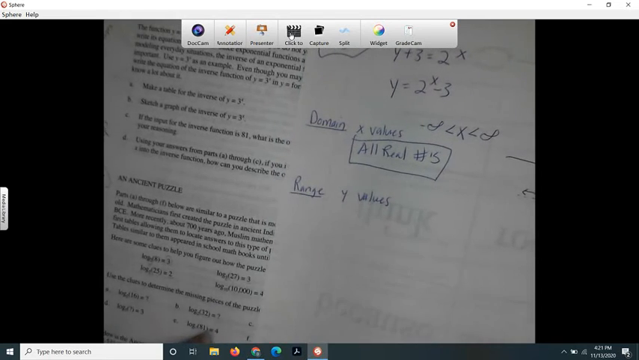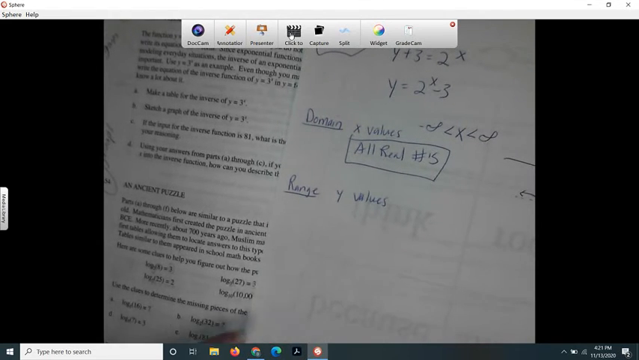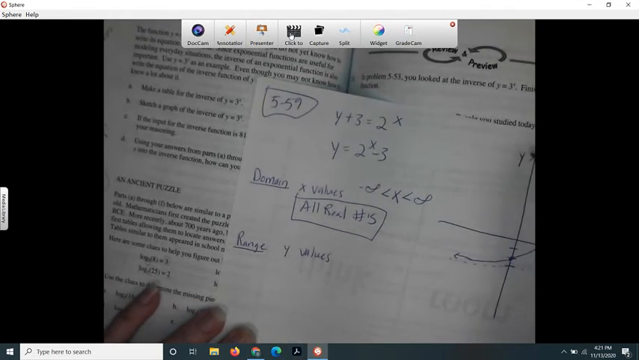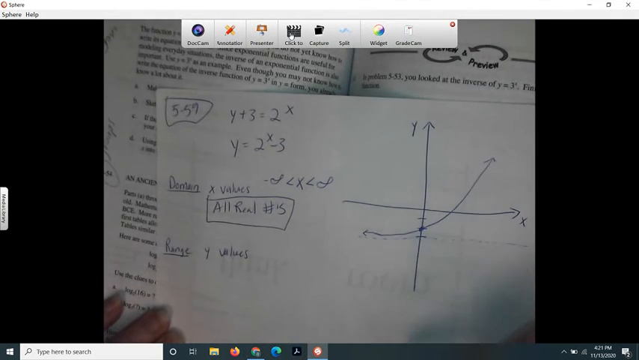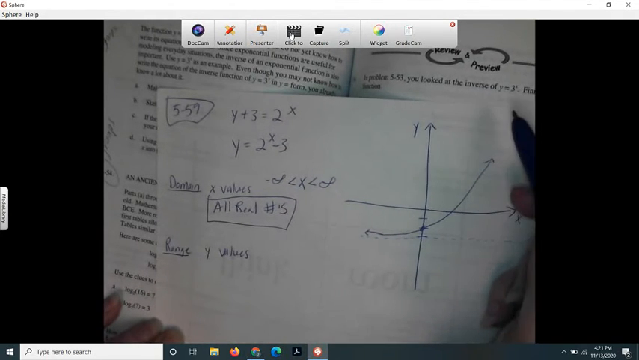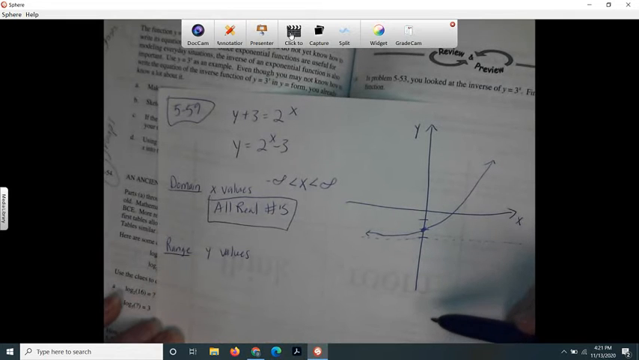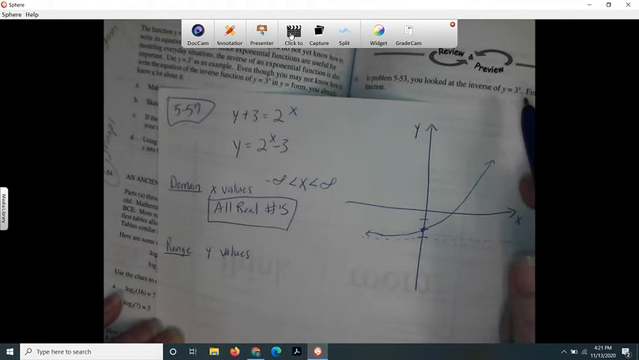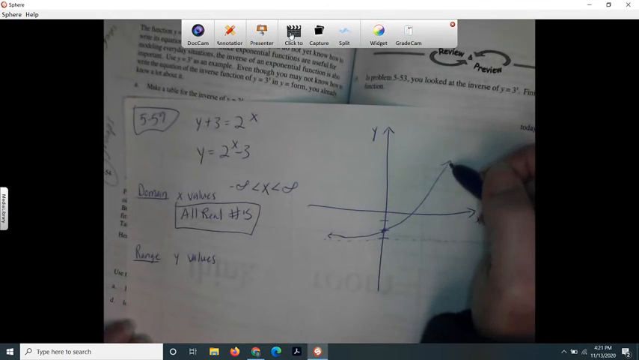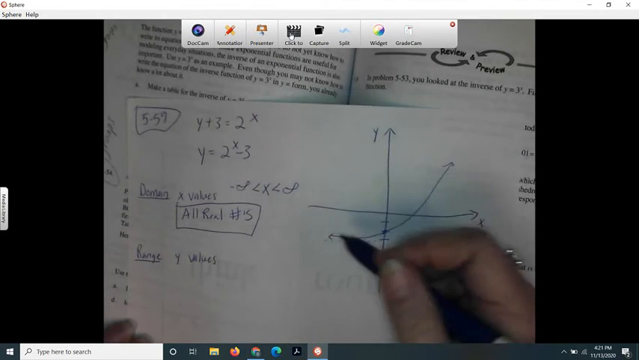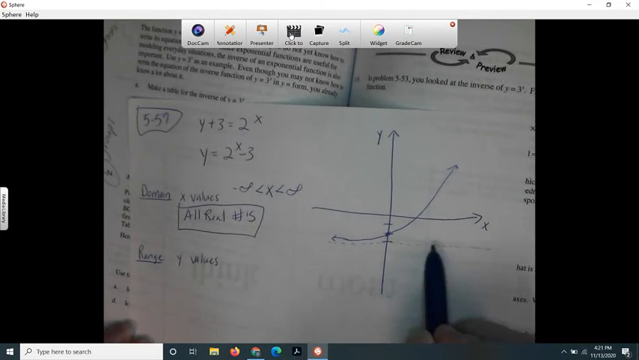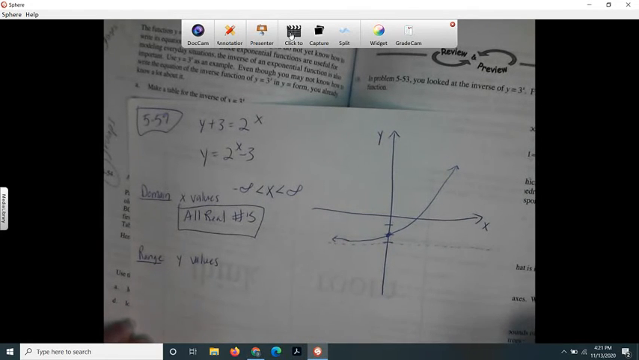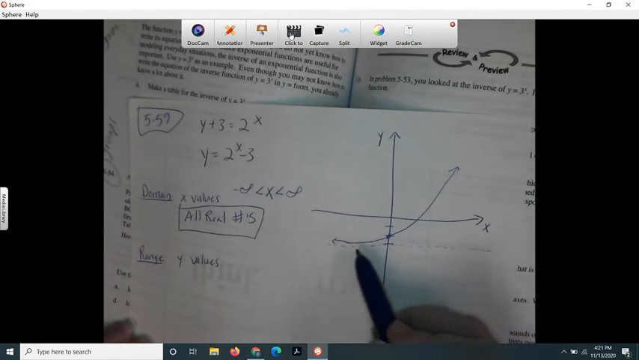The range is all the y values. So now I'm looking at this y-axis. So I'm looking up and down, and I'm asking myself, how high and how low does my graph go? Does my graph go forever and ever up? I mean, the little arrow says it does. But does it go forever? Is there a certain lowest point on my graph? There is, because of this dotted line.